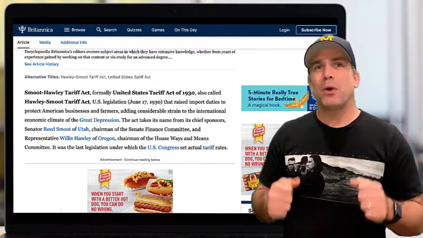Now, over 1,000 economists had signed a petition urging President Hoover. We should probably establish the fact that President Hoover, Herbert Hoover, won the 1928 election in a landslide over Democratic opponent Al Smith and was in office while all of this was going on.